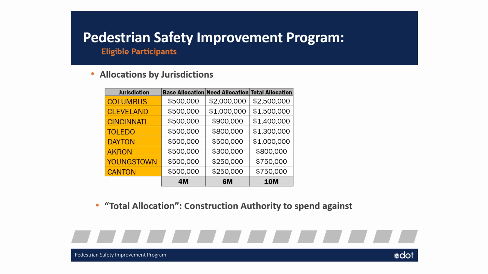So we allocated funding partially with a base allocation and partially based off of need, which was based off their total fatal and serious injury crashes proportioned out compared to each other.